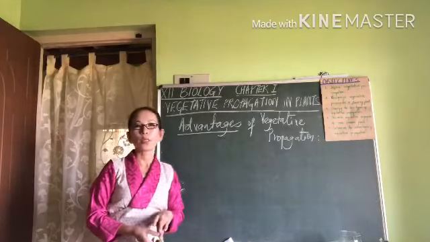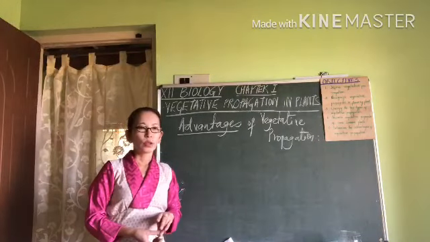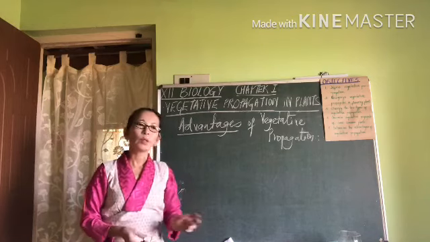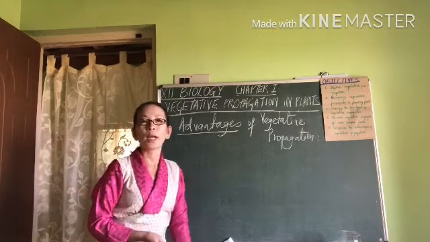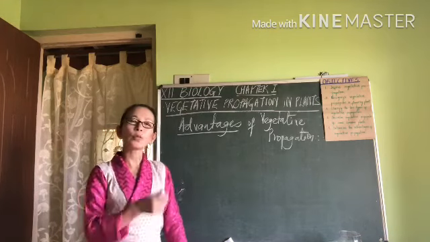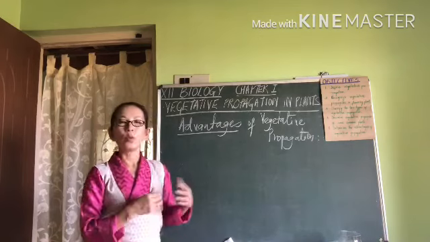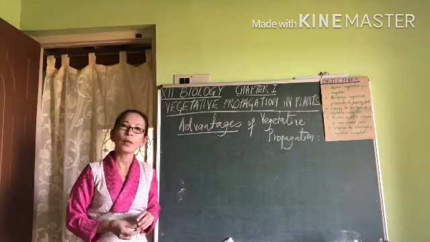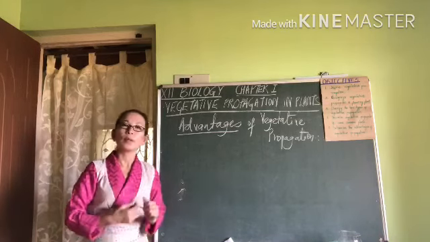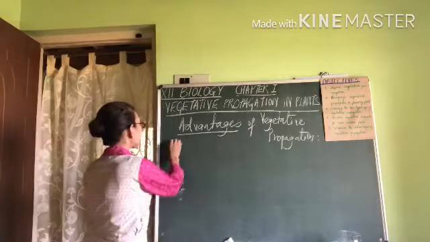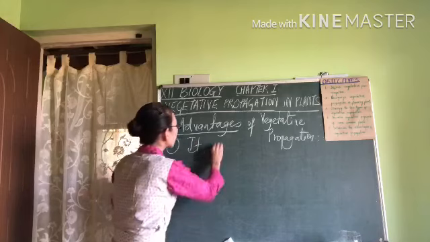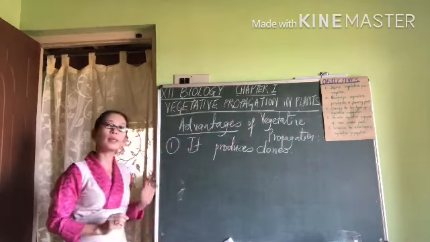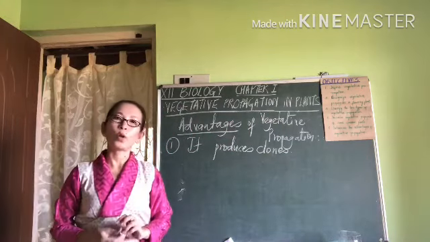So what are the advantages of vegetative propagation? To think about a few of the advantages, because vegetative propagation involves only a single parent, and because we have the production of a new plant just from a small part of the older plant, vegetative propagation is very helpful in creating many clones out of the parent plant. So the first advantage of vegetative propagation is it produces clones. So we can easily attain many identical copies of the same parent plant.